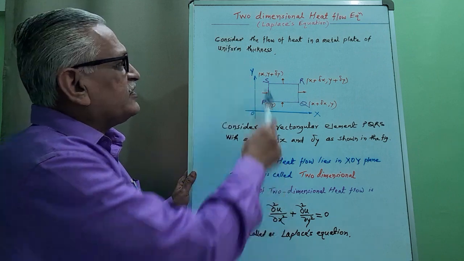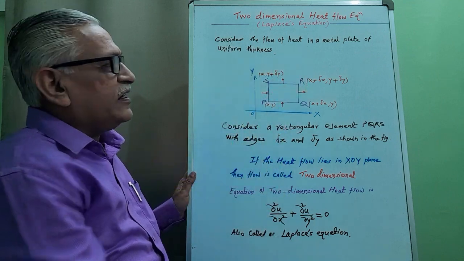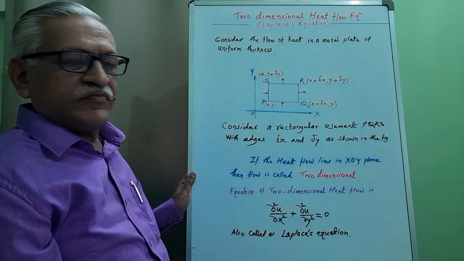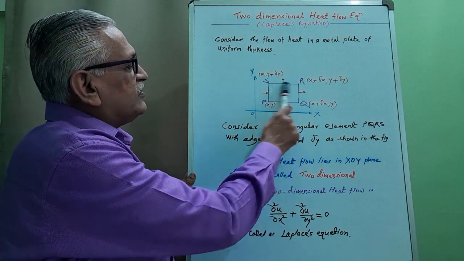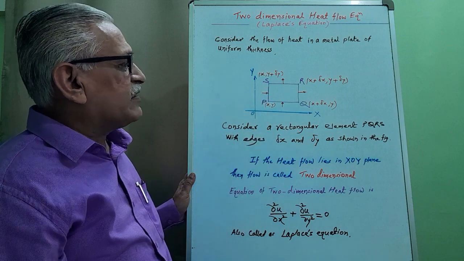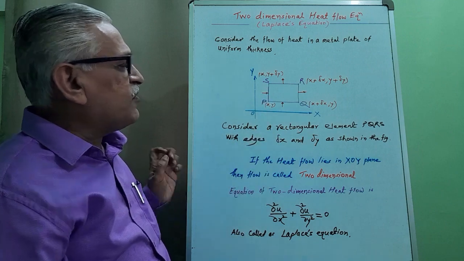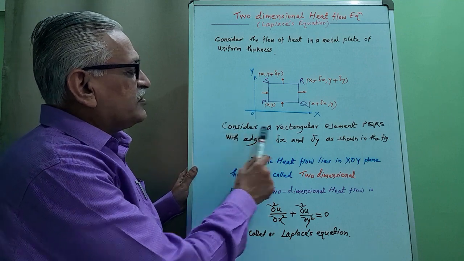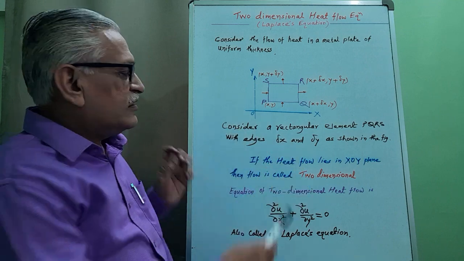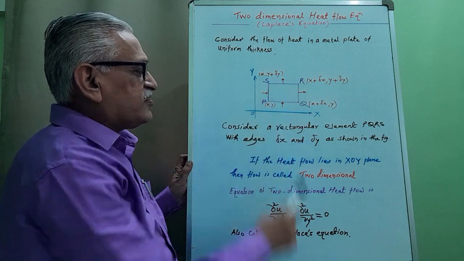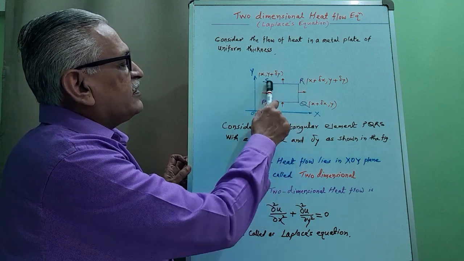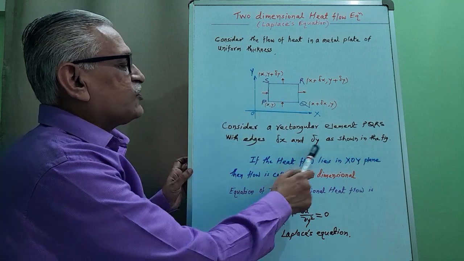For that, consider the flow of heat in a metal plate of uniform thickness as shown in the figure. Therefore, this is that metal plate of uniform thickness. Consider a rectangular element PQRS with edges delta x and delta y as shown in the figure.